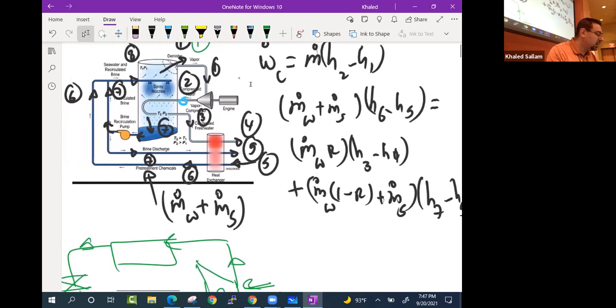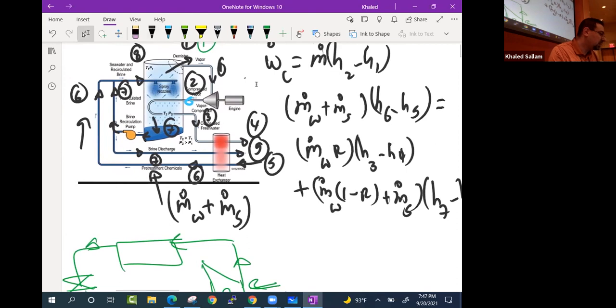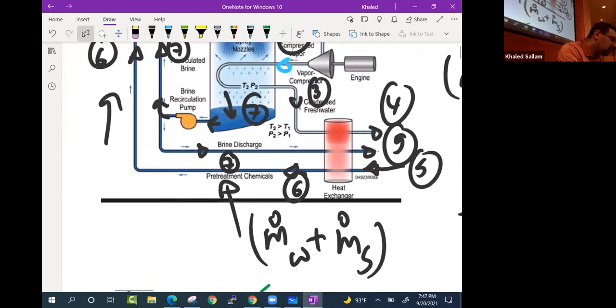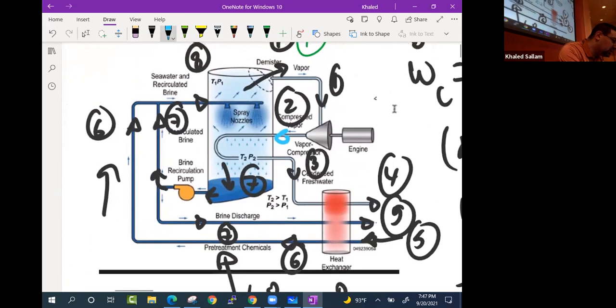The mixer, when 6 and 7 come together and become 8. For that, you need to tell yourself, I know this m dot, that's the incoming, and I know what's leaving at 9, but what is being circulated exactly in this branch, guys? How much is going here? How much is that mass flow rate?